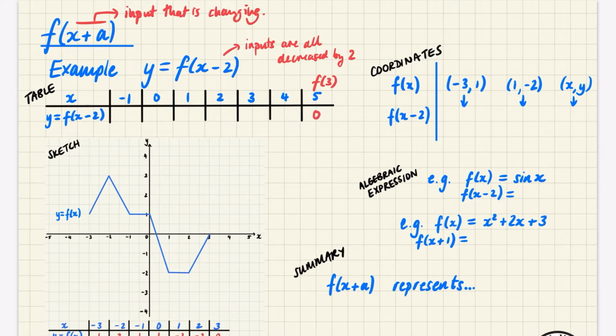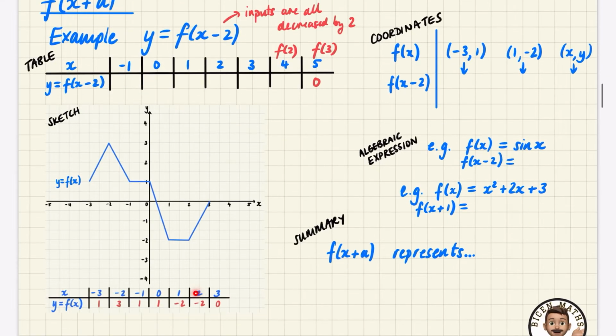And likewise, when you put 4 inside this function that you've got here, you're not actually putting 4 in, you're putting in 4 minus 2. So you're actually trying to figure out what is f of 2. Well, f of 2, we can see from the graph here, is minus 2. And similarly, f of 3 will be the same as f of 1 because we're subtracting 2 from it. And f of 1 is also minus 2.